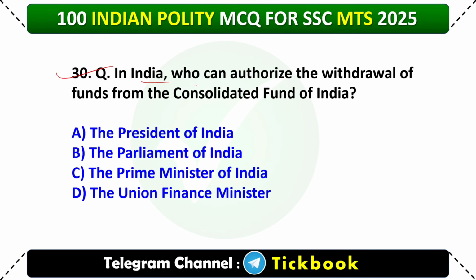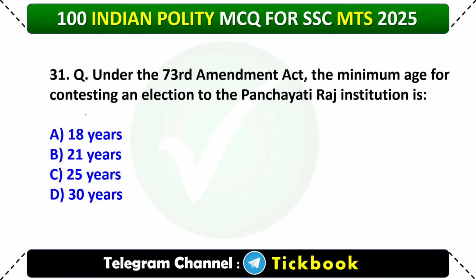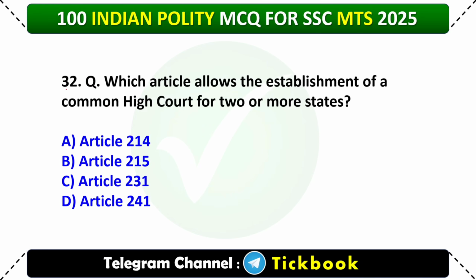30. In India, who can authorize the withdrawal of funds from the Consolidated Fund of India? Option B, the Parliament of India. 31. Under the 73rd Amendment Act, the minimum age for contesting an election to the Panchayati Raj institution is? Option number B, 21 years.